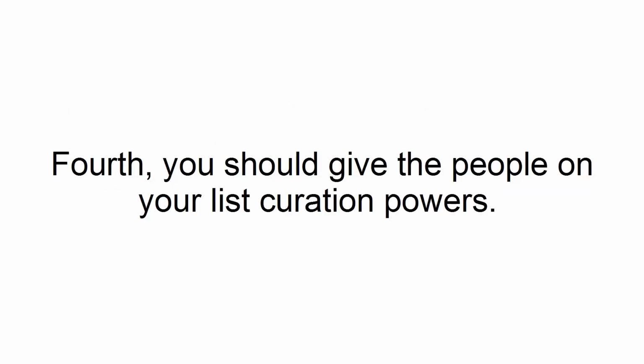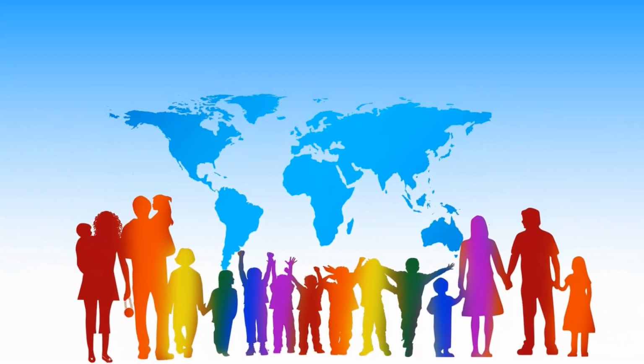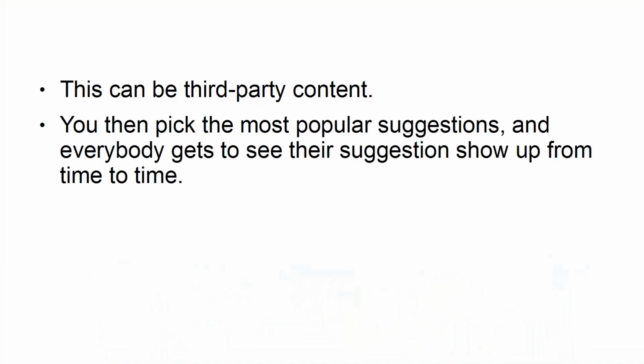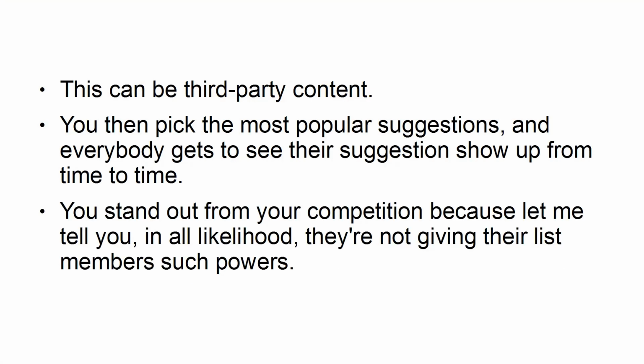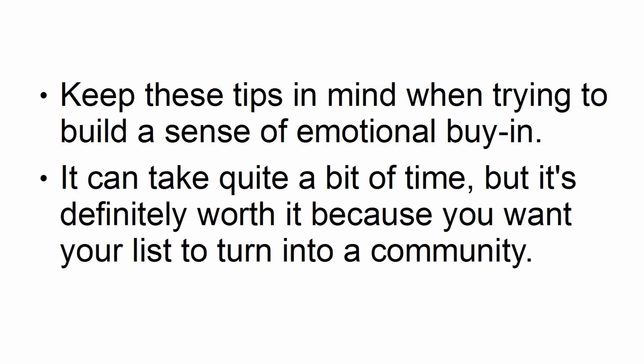Fourth, you should give the people on your list curation powers. This is a form of crowdsourcing. Basically, you're telling people, tell me what kind of content you want me to share in my list. This can be third-party content. You then pick the most popular suggestions, and everybody gets to see their suggestion show up from time to time. You stand out from your competition because let me tell you, in all likelihood, they're not giving their list members such powers. Keep these tips in mind when trying to build a sense of emotional buy-in. It can take quite a bit of time, but it's definitely worth it because you want your list to turn into a community.